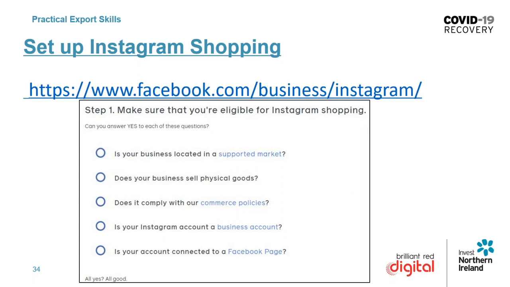So I'm just going to guide you through how to do that quickly now as well. So to set that up, go to facebook.com/business/Instagram and log in. And this is where you can find this setup measure. So you need to make sure that your business is in a supported market, which the UK is, and you need to sell physical goods. You need to comply with their commerce policies, which I'll let you read. And you need an Instagram business account.